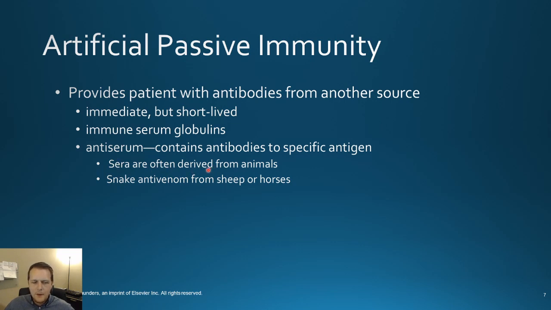And so, for instance, in my line of work in toxicology, the most common thing I run into is if someone gets bit by a snake, we actually have antivenom that is basically just antibodies that have been derived from either sheep or horses. Basically, the sheep or the horses were hyper-immunized against the venom, and then we take the antibodies that they produce, inject into the patient, and then it neutralizes the snake's venom.